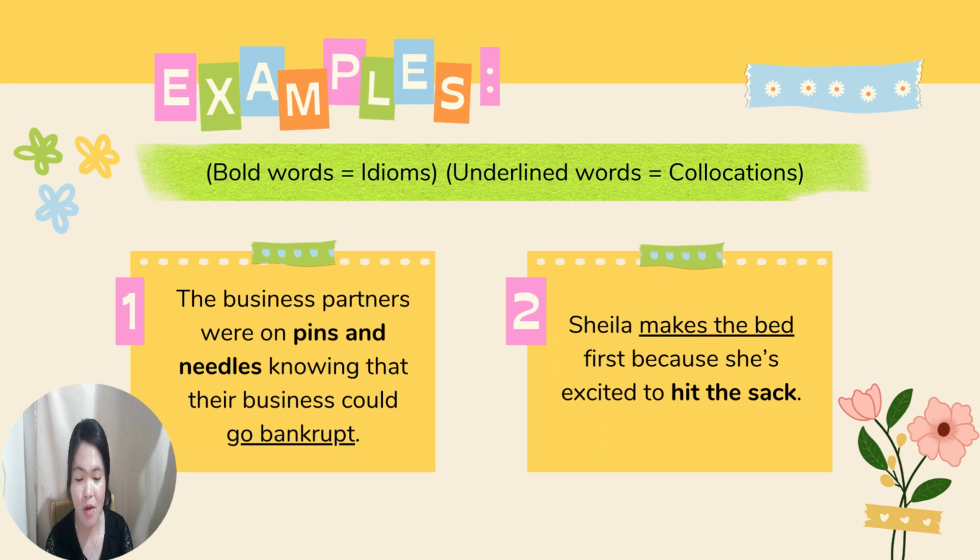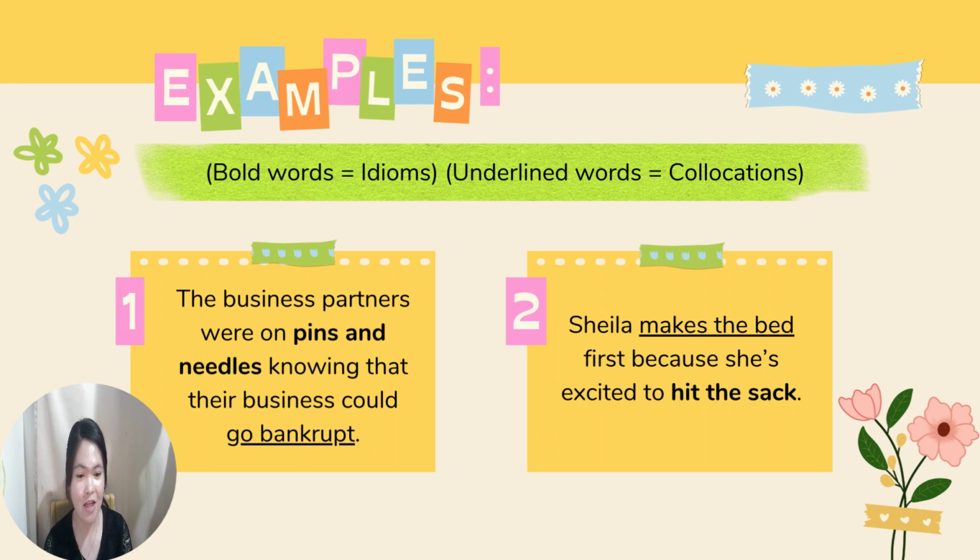So, from the collocation go bankrupt, we have an idea of what pins and needles is. So, can anyone guess? All right, go on. Yes, that's correct. So when we say go bankrupt, pins and needles means the business partners were nervous, or they are feeling worried. So they're nervous because their business might go bankrupt.